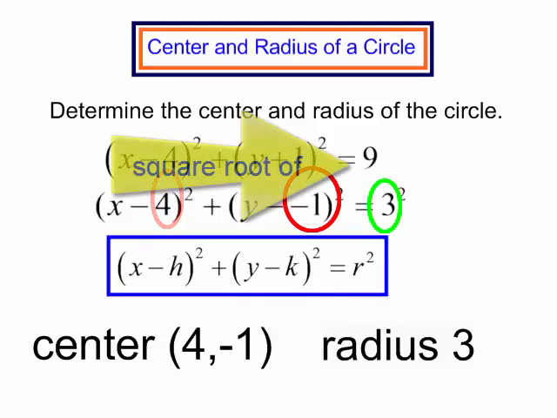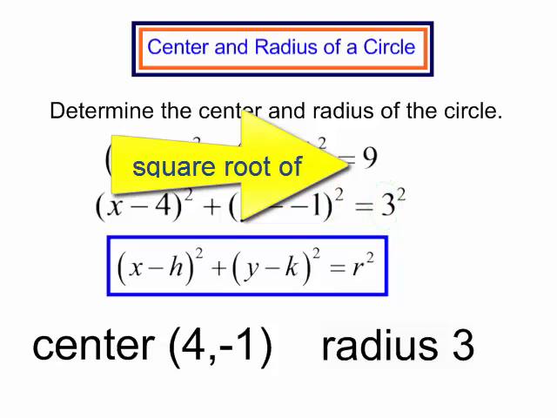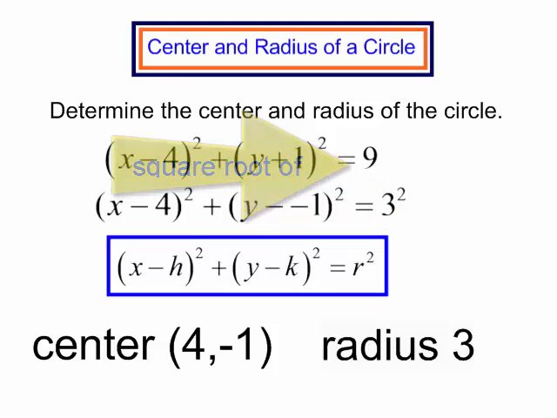Be careful when you're finding the radius. The square root of 9, some students may think it's plus or minus 3, but remember, radius is distance. It will always be positive.